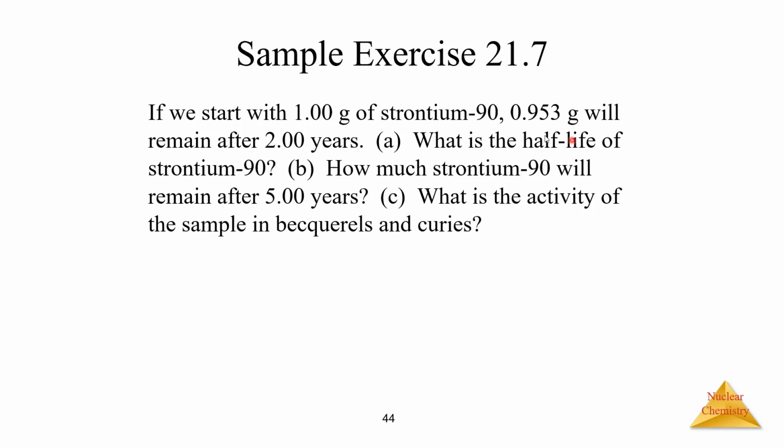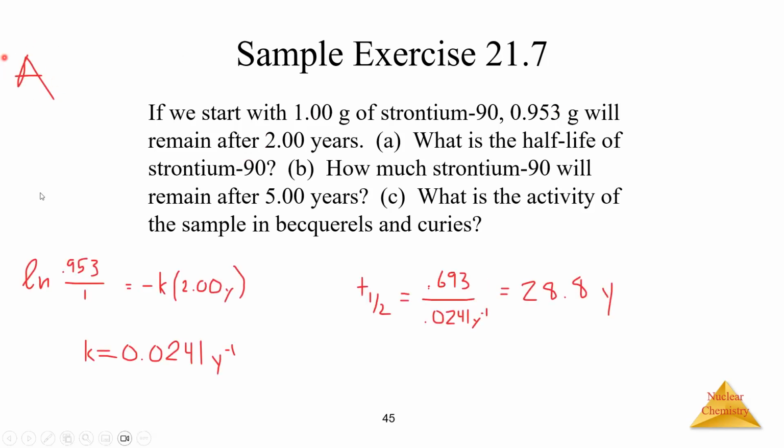And with the first one, like I said, if we want to get the half-life, we need to know what the rate constant is. Since we know the initial amount, the amount after time t, and the time, we can solve for k. So for part A, we've got the natural log of the amount at time t over the initial amount is equal to negative k times time. If we turn this into a number and divide by negative 2 years, we'll see that the rate constant is going to be 0.0241 inverse years. And again, inverse years because time is in years.